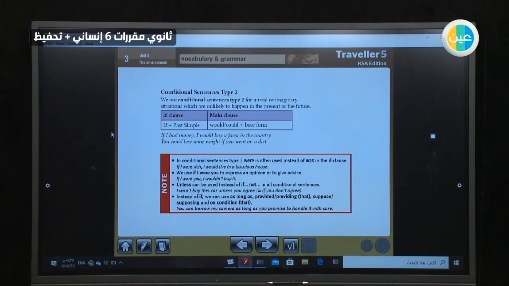Number 2, you could lose some weight if you went on a diet. Here we change the order of the sentence, so we start with the main clause, then the if clause. The only change here is that if comes in the middle of the sentence, so the main clause should start with a capital letter and if with a small letter. Okay, as we said, you have to be careful of some notes.